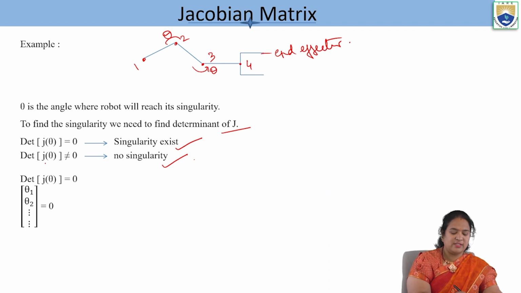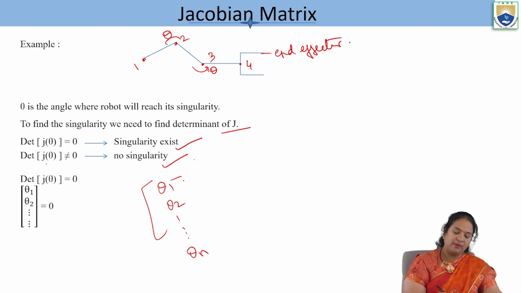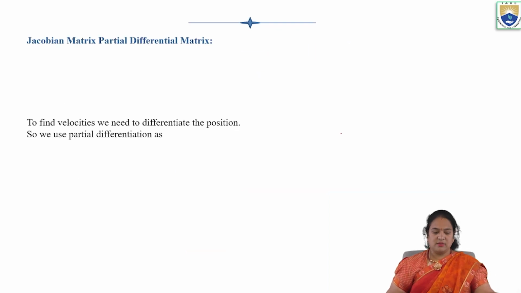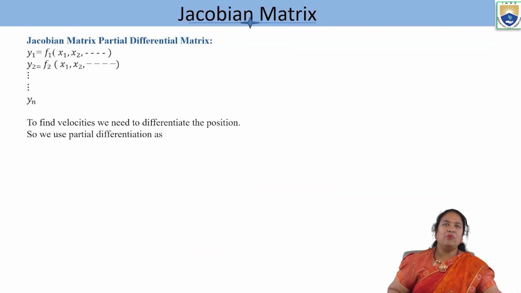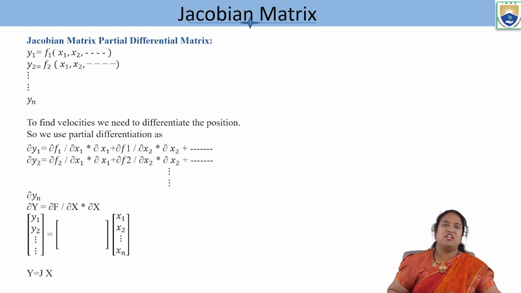So how do we write this determinant in terms of a matrix? It is nothing but the determinant of J(theta 1, theta 2, and so on up to theta n) equal to 0. That is known as the singularity matrix. Now, how do we do the partial differentiation of these matrices?